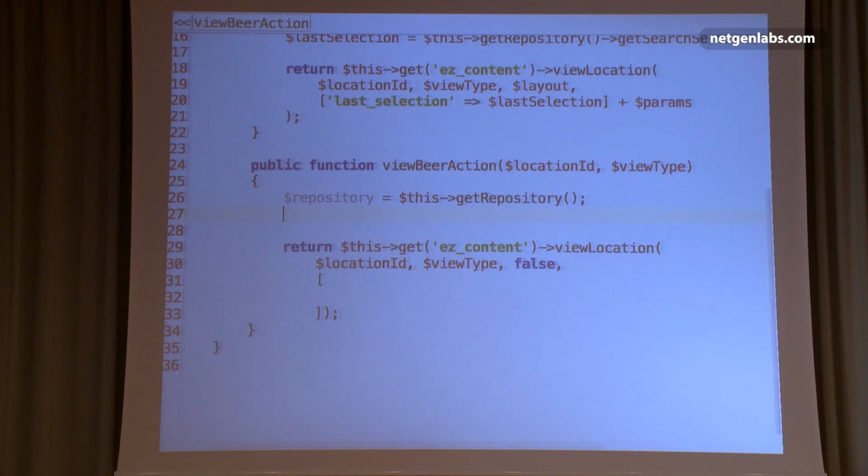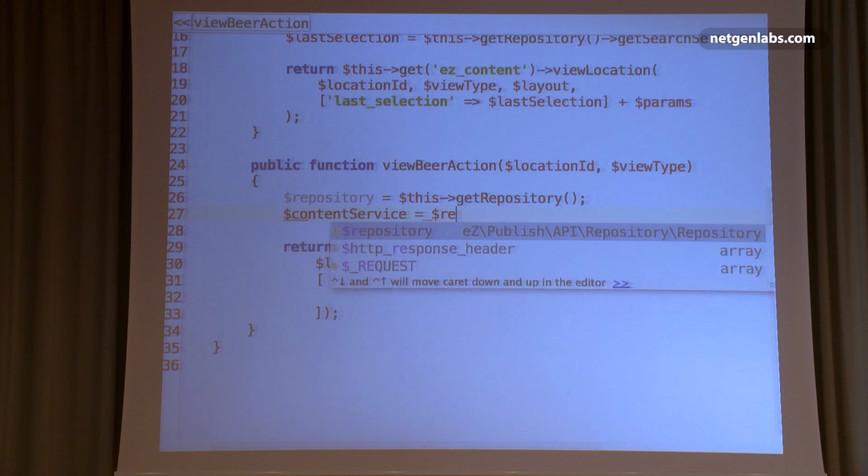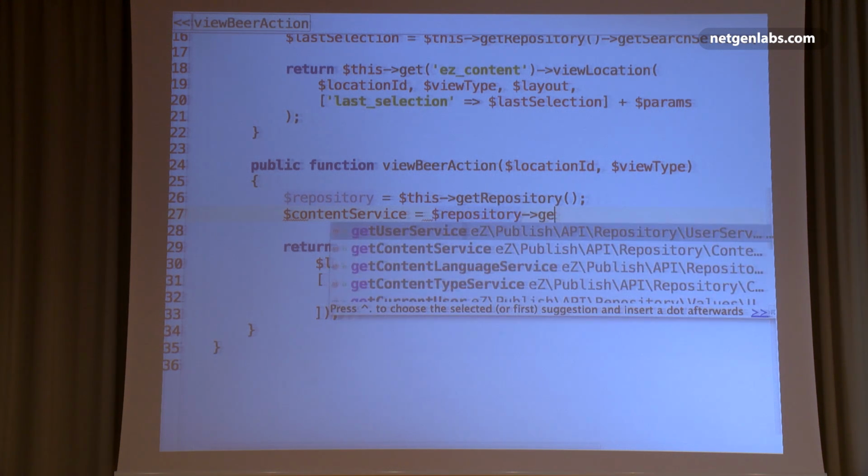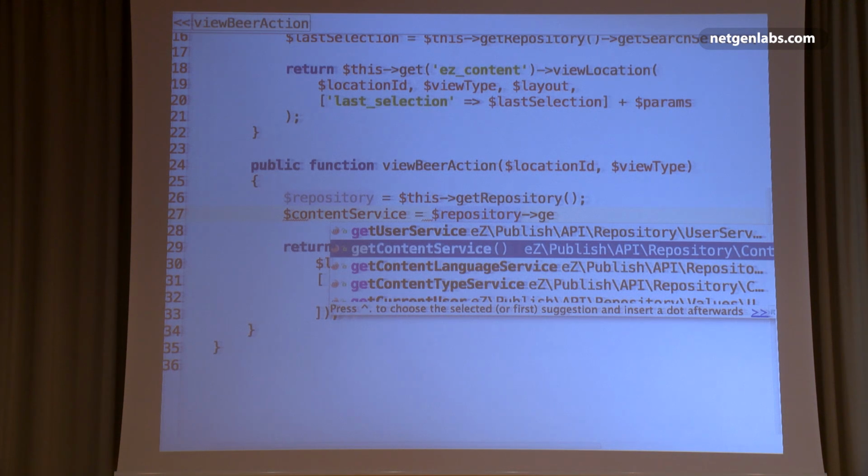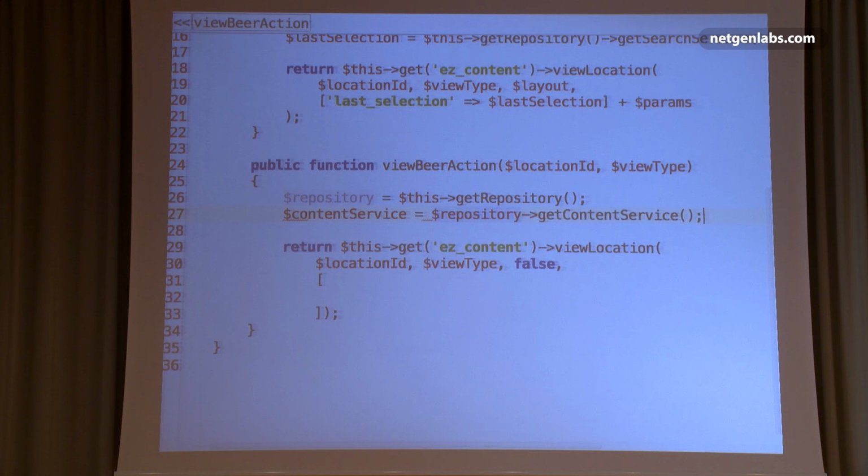So, okay, now we have the repository. Let's get the content service. So repository, get content service. Everything is completely documented in PHP docs, so all modern IDEs should completely autocomplete. As far as we know, it works fine with NetBeans, Eclipse, and PHP Storm, of course, without any major flaw. And it should work with Sublime Text, but for this I think you need some kind of weird plugin. But anyway, I don't like Sublime Text.